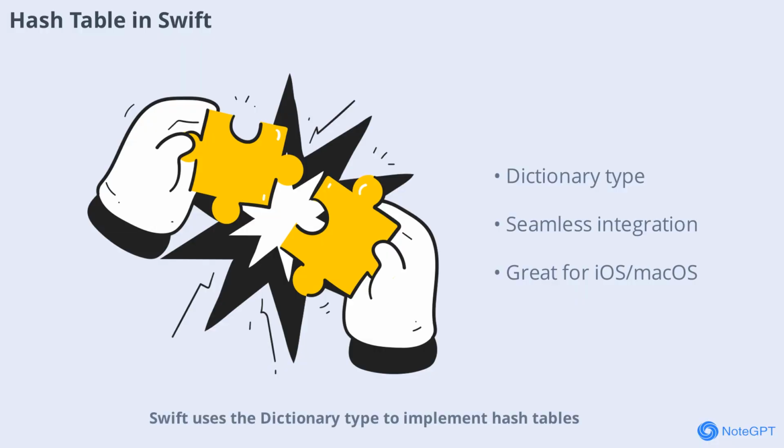Swift uses the Dictionary type to implement hash tables. This type lets you store and retrieve values using unique keys with all the speed and efficiency of a hash table. Swift's dictionaries are easy to use and integrate seamlessly with the rest of the language, making them a great choice for iOS and macOS development.